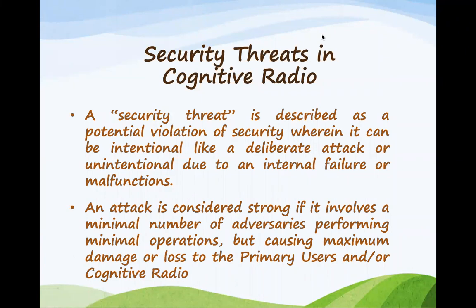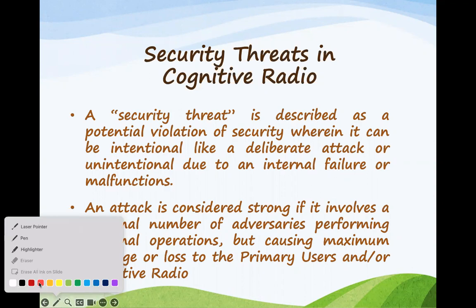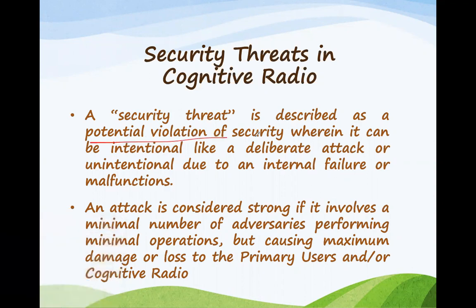So today we are going to discuss security threats in cognitive radio. So what is a security threat? A security threat is described as a potential violation of security.